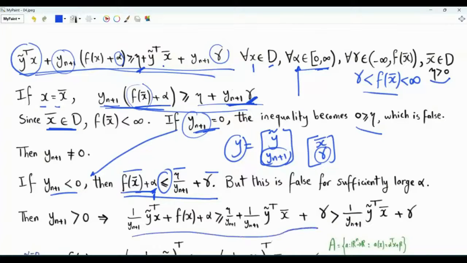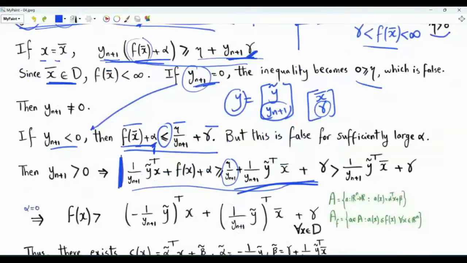Divide both sides of this inequality by yn plus 1. We get this inequality here. Note that this inequality here, because eta is strictly positive and yn plus 1 is strictly positive, this quantity here is strictly greater than 1 over yn plus 1 y tilde transpose x bar plus gamma. This inequality here is true for every non-negative alpha. We can put alpha equal to 0, and we can take this term and move it to the other side of the inequality. We get that f of x, and this is true for every x in the effective domain of the function f, is strictly greater than this vector transpose times x plus this vector transpose times x bar plus gamma.